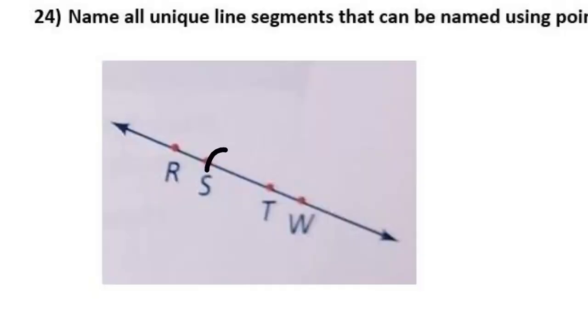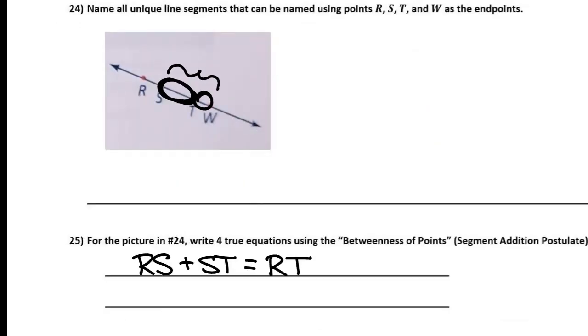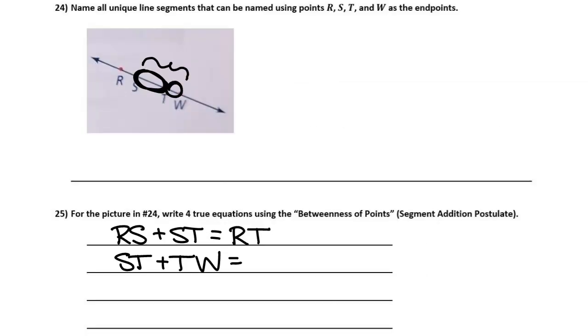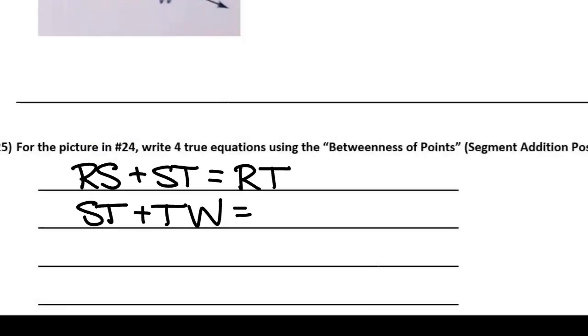I could look at ST still, this little segment, and TW, the one right next to it, and together that would make this segment. So ST plus TW is equal to what? SW.